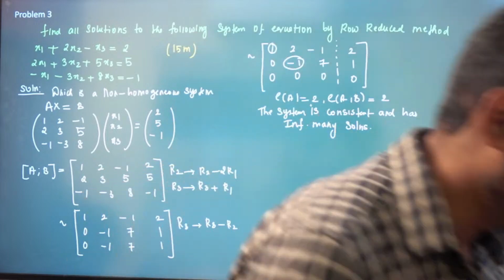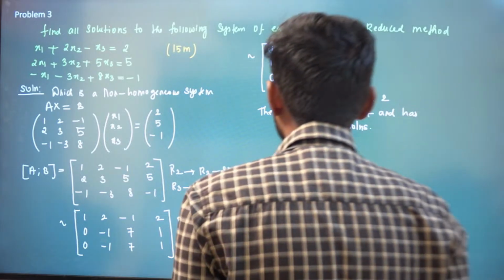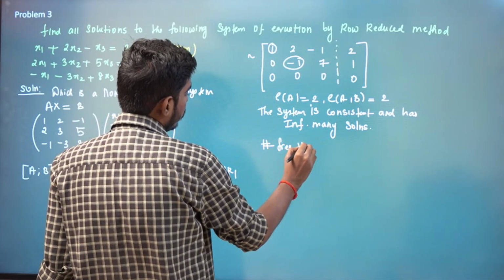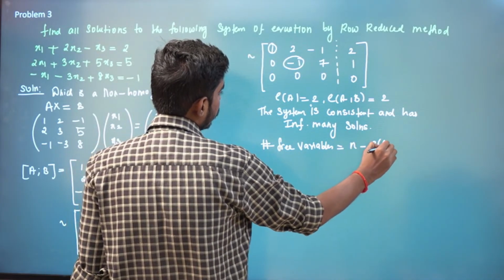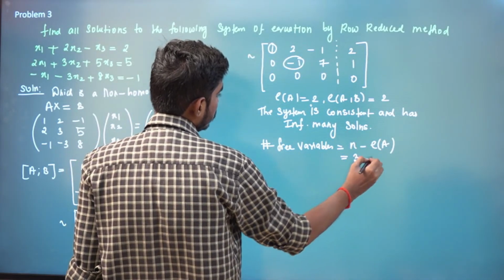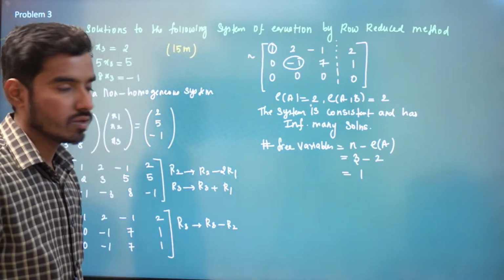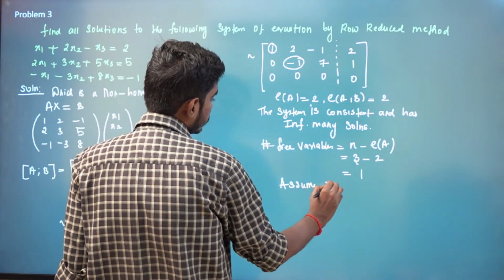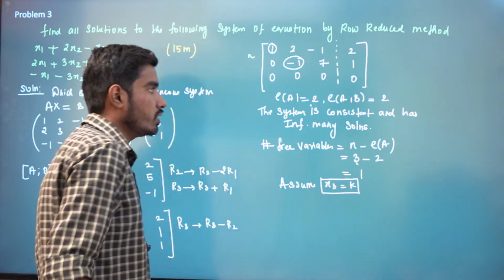So how to find all those solutions? You just have to use the idea of the number of free variables, right? So how many free variables here? The number of free variables is n minus rank of A. So n is the total number of variables, minus rank of A, which is 2. So we have one free variable. So let us assume x3 is equal to k.